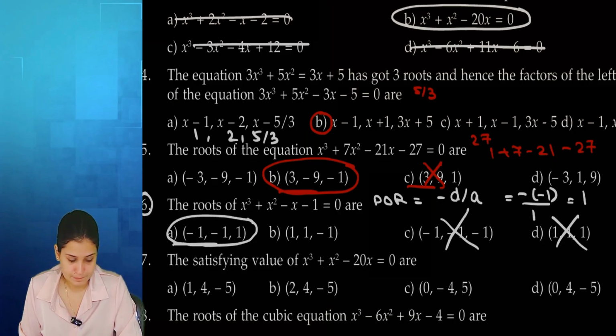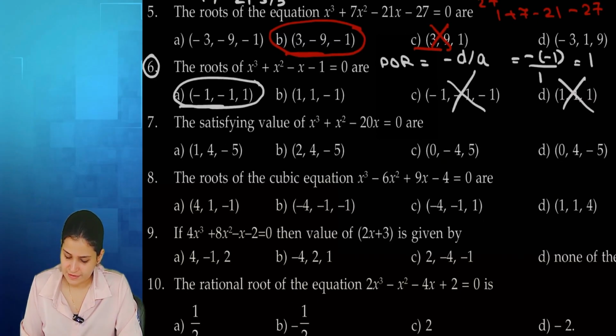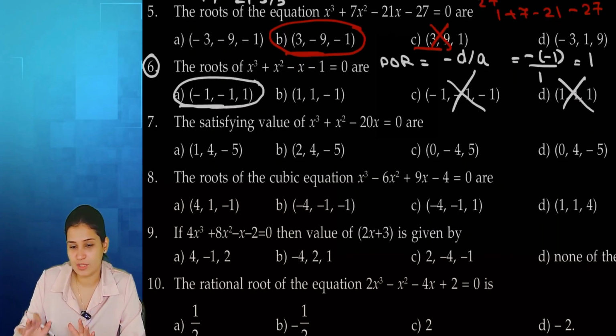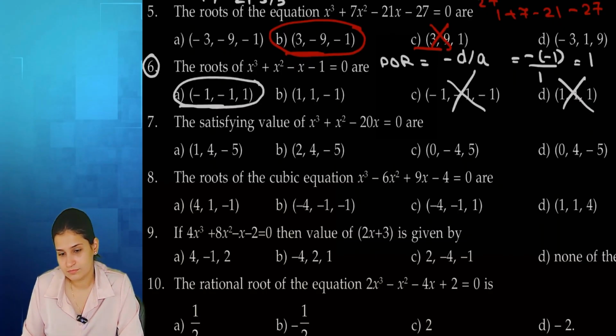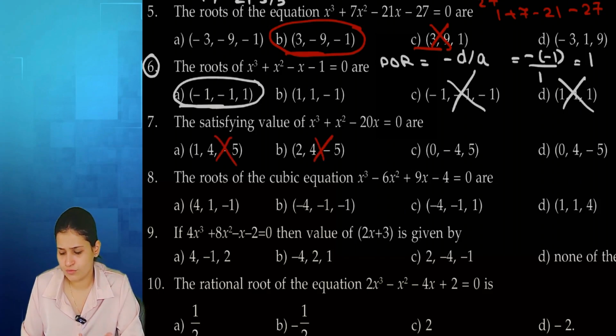Yes, ma'am. Question number 7. Again, trial and error. What should be the product of the roots? There is no constant term, so the product should be 0. Yes, ma'am. So that means the others are incorrect. Now go for trial and error. Only one number you can do trial and error.